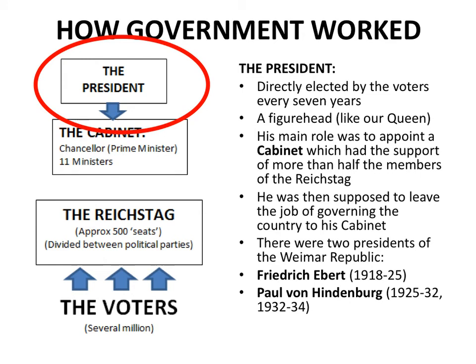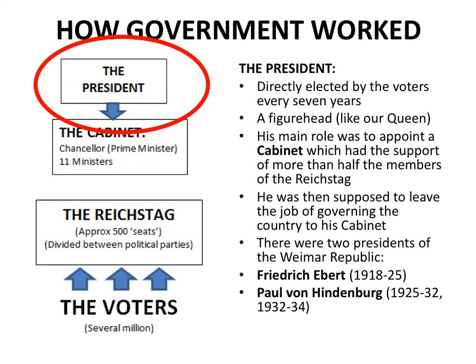Basically, the first section of the revision session was about the breakdown of parliamentary democracy. So as the slide shows, and that was a recap from the previous session, the powers of the president. He was very much a figurehead. His main role was to appoint a cabinet which could govern using the Reichstag.